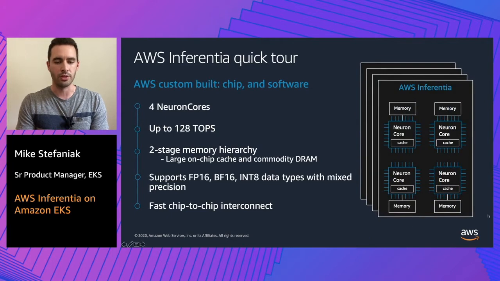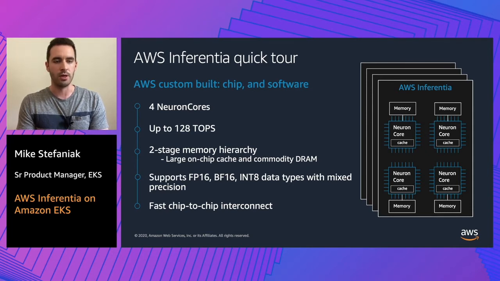So let's start with the Inferentia chip. We designed Inferentia to solve one problem really well, which is inferencing at scale. Each Inferentia chip can provide more than 100 tera operations per second at low power, which allows us to pack a lot of these chips into a single instance.